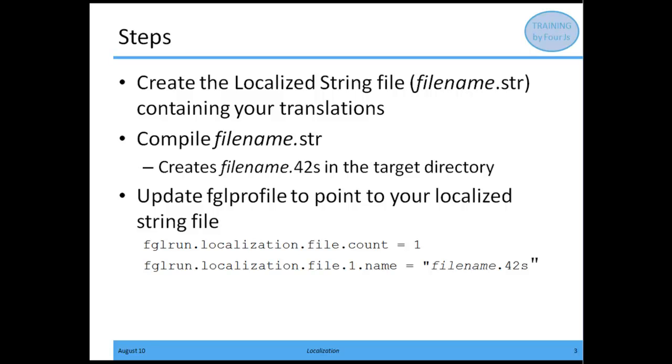You then need to update your FGL profile to point to your localized string file. You update your FGL profile just as you've done with other Genero applications, by setting the FGL run localization file count to the number of localized files you have, and setting the FGL run localization file number name to point to your 42s file.